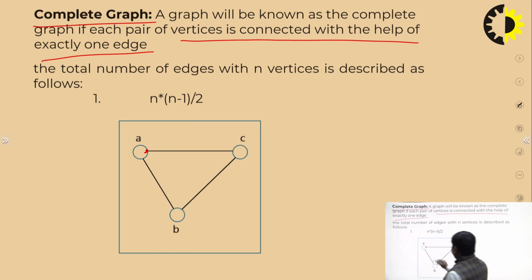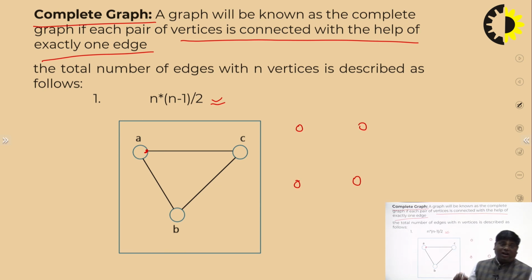Now, here is a 3 node complete graph. We can also draw the 4 node complete graph, 5 node complete graph, and this is the formula by which we can compute the number of edges in a complete graph. Now, what is the 4 node? What is the definition? If all nodes are connected to all nodes, then that type of graph is known as the complete graph.